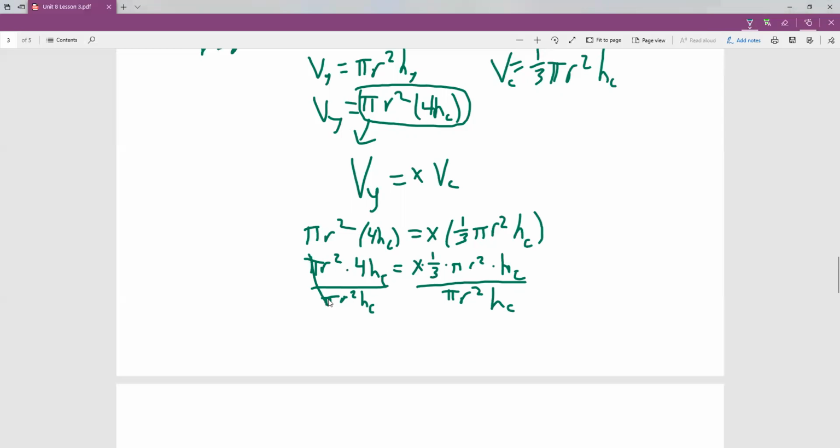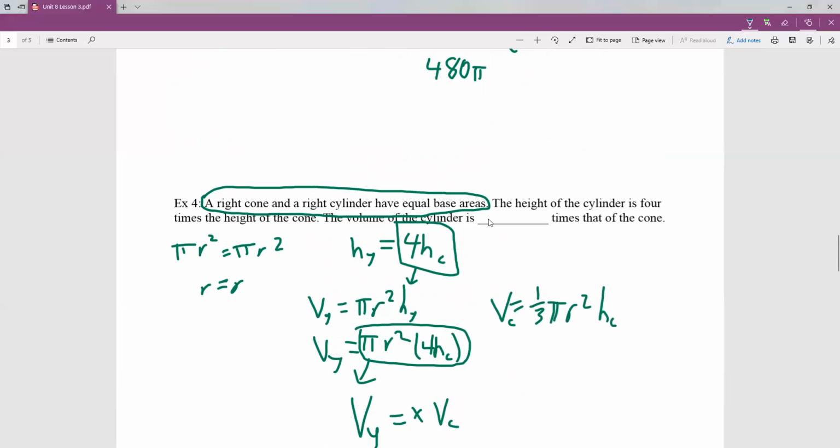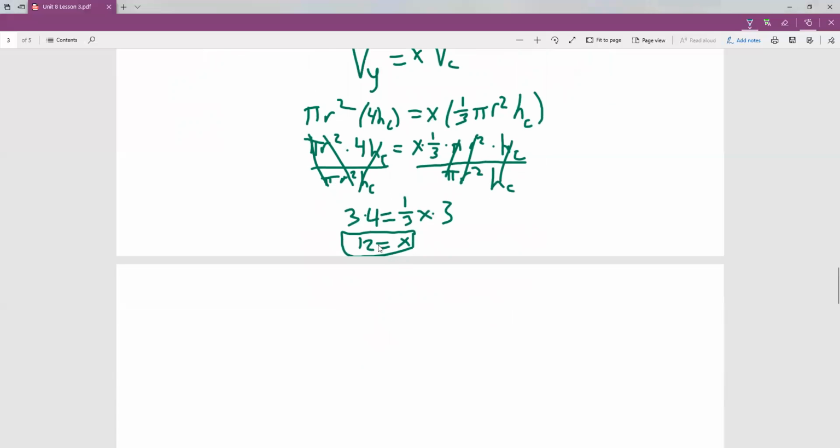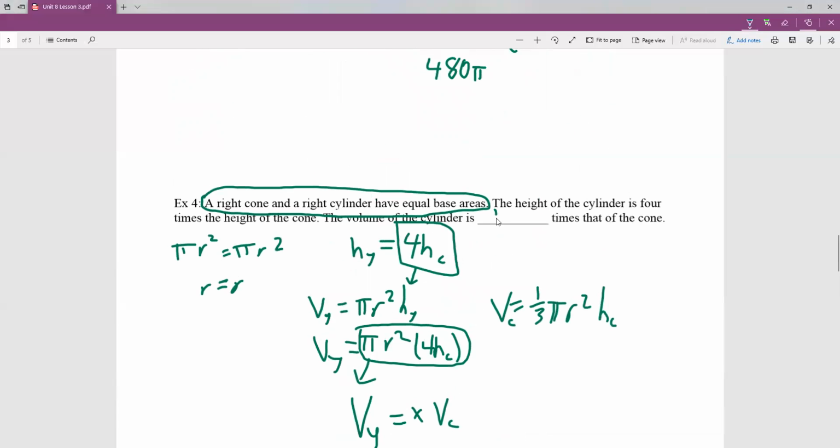So I'm going to divide both sides by that height of the cone. And if we do that, a lot of things cancel out here. So I'll end up with 4 on the left side, and on the right side, I'm going to end up with 1/3 x. Then to cancel it out, I'm going to multiply both sides by 3, and I will end up with 12 is equal to x. So that answers our question here. The volume of the cylinder is going to be equal to 12 times the volume of the cone using this formula.